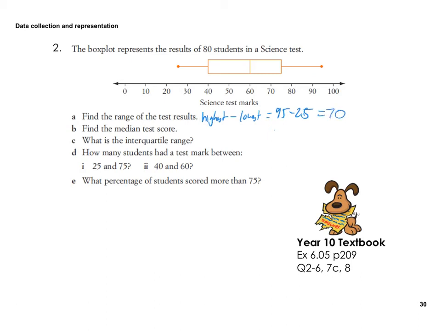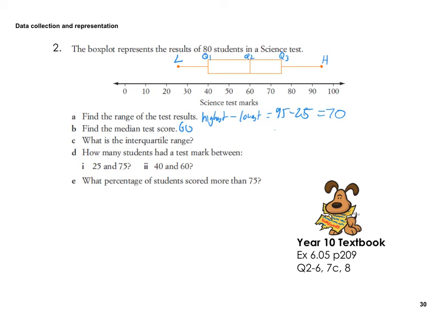Okay, median test score, part B. Remember, median is Q2. I might just write this down. So lowest, Q1, Q2, Q3, highest. So the median, Q2, this one right here, which is 60. So whether or not this is skewed, doesn't matter. The middle line of your box is always a median, which is always Q2.